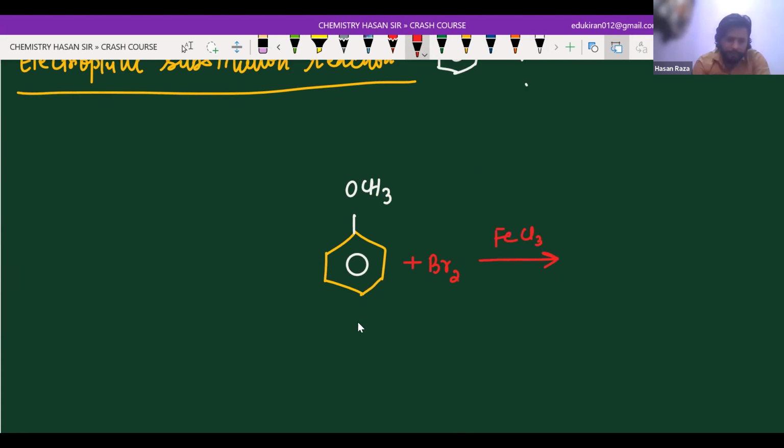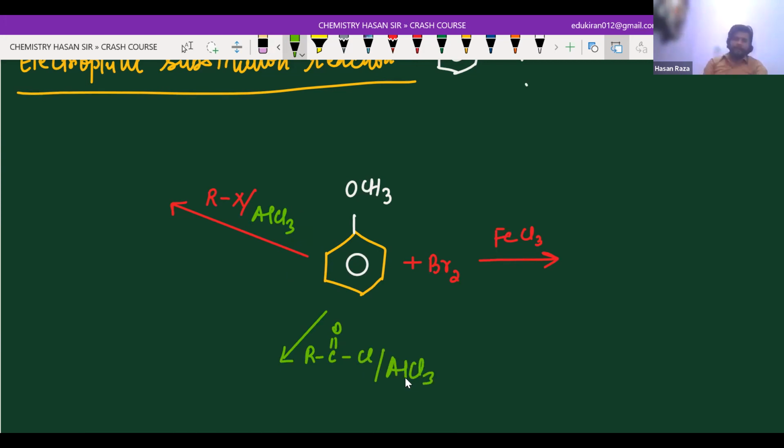And then if you are going to treat this with RX in the presence of anhydrous AlCl3, and if you are going to treat this with RC double bond O Cl in the presence of anhydrous AlCl3, and if you are going to treat this with HNO3 in the presence of H2SO4. I think everyone can do this. I'm waiting.